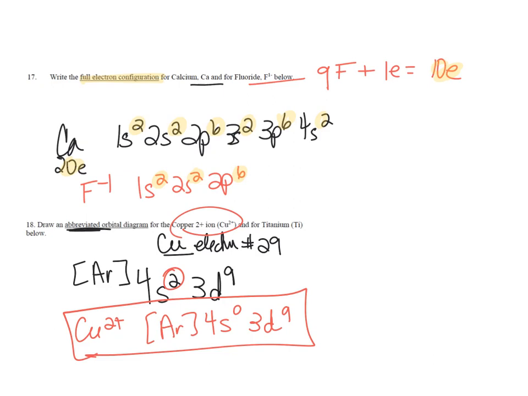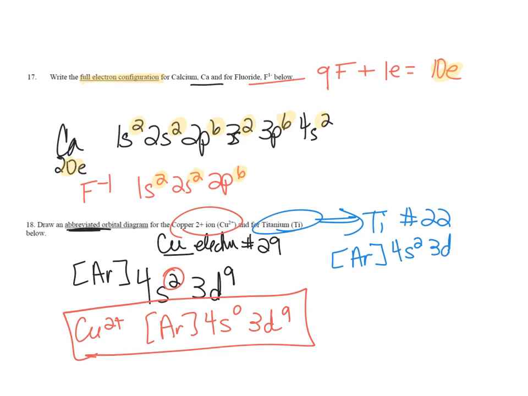Titanium is in its ground state. So titanium, I'm going to look for that, and I see titanium is Ti, and that is number 22, so we've got 22 electrons. The noble gas before titanium is argon, and then I'm going to come down to the fourth row and go 4s2, 3d2, and then I'm going to check 18, 19, 20, 21, 22. The electron count matches.